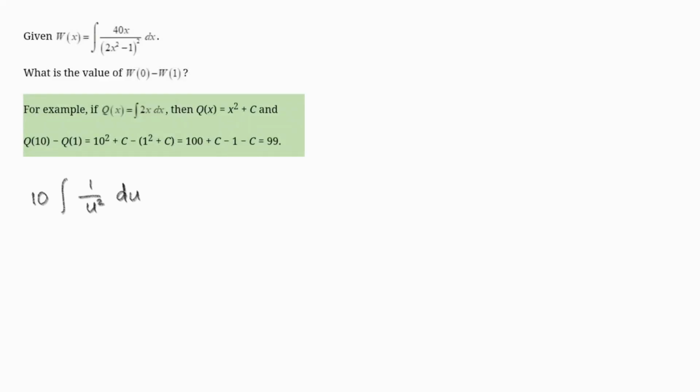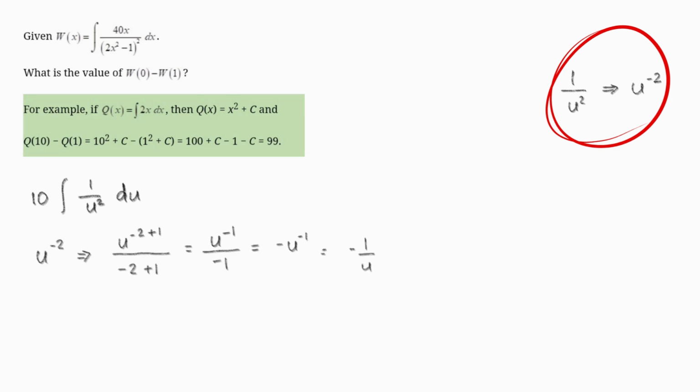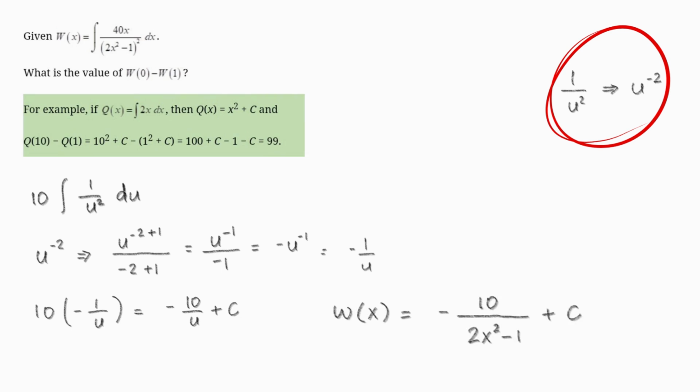Next, we integrate 10 times the integral of 1 over u squared, du. Remember that 1 over u squared is just u to the power of negative 2. Using the power rule, u to the power of negative 2 becomes negative 1 over u. Don't forget the constant 10, so our integration equals negative 10 over u plus c. Now, let's substitute our x value back into the function. W of x equals negative 10 over 2x squared minus 1 plus c.